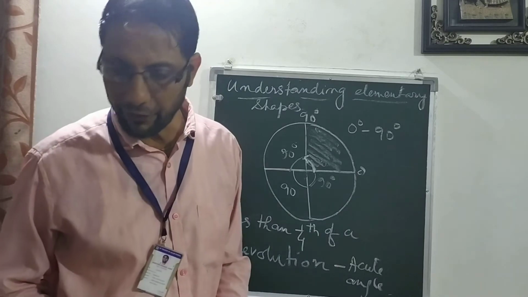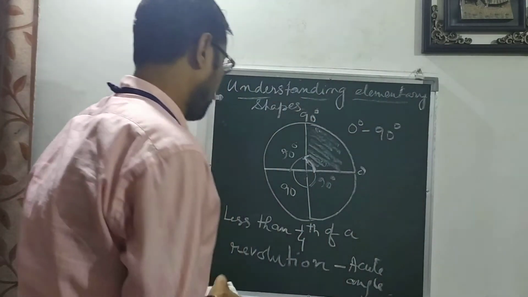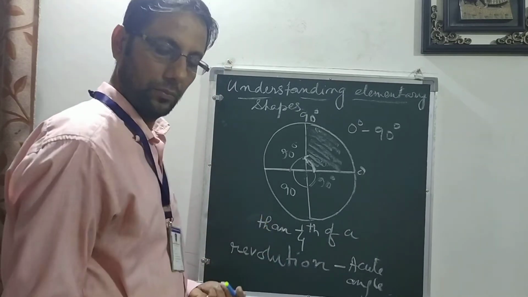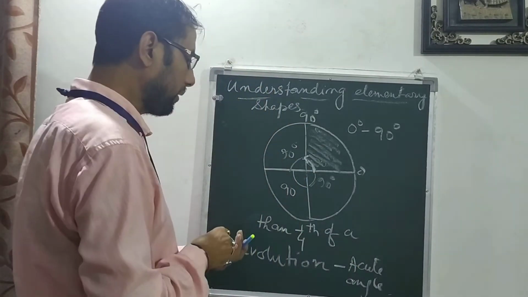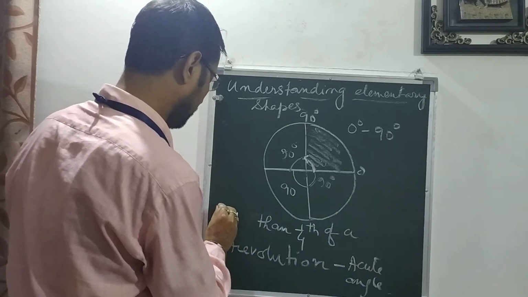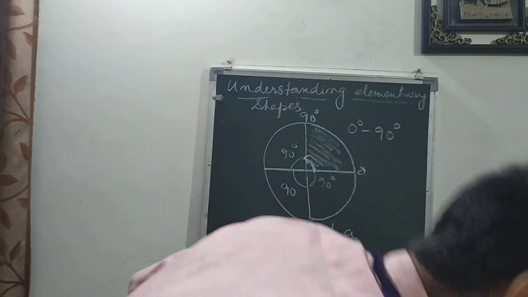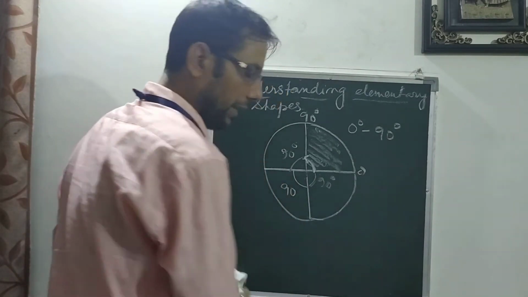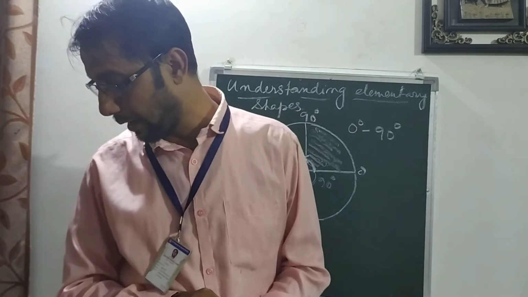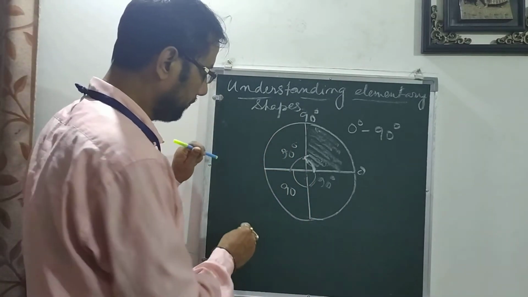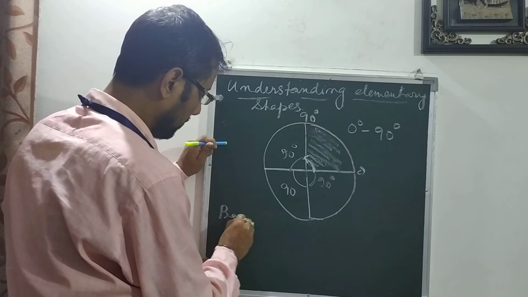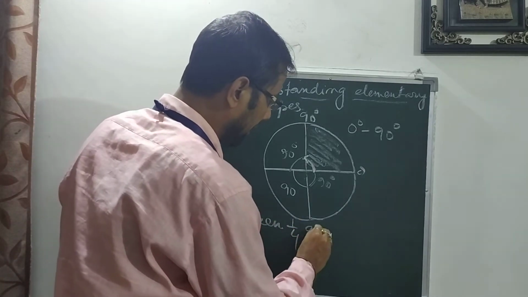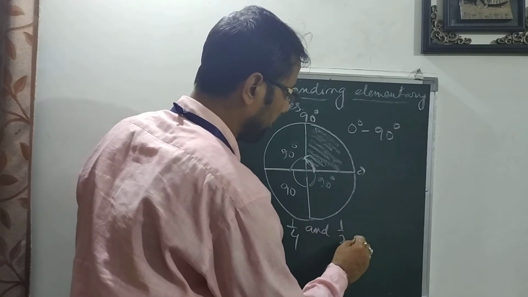So now students, if I write here more than, let me rub this part. Next, if I write like this, between 1/4 and half revolution.